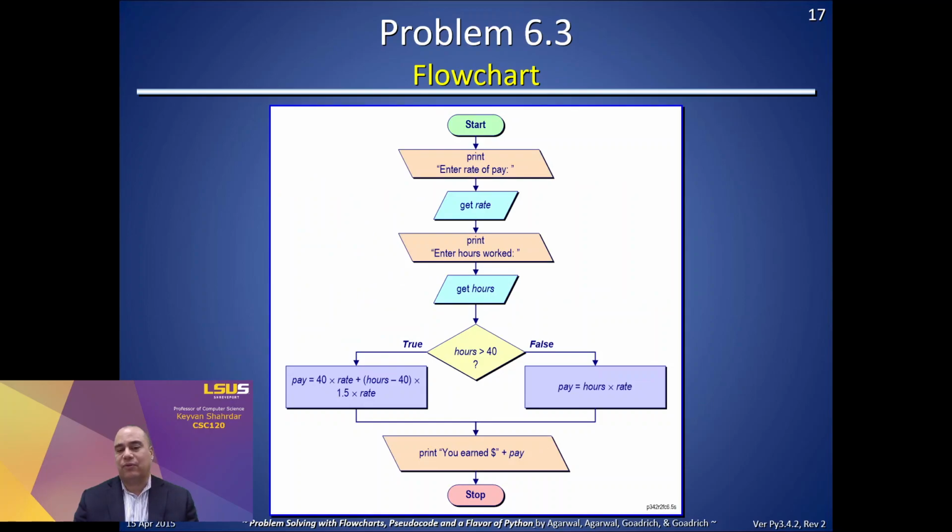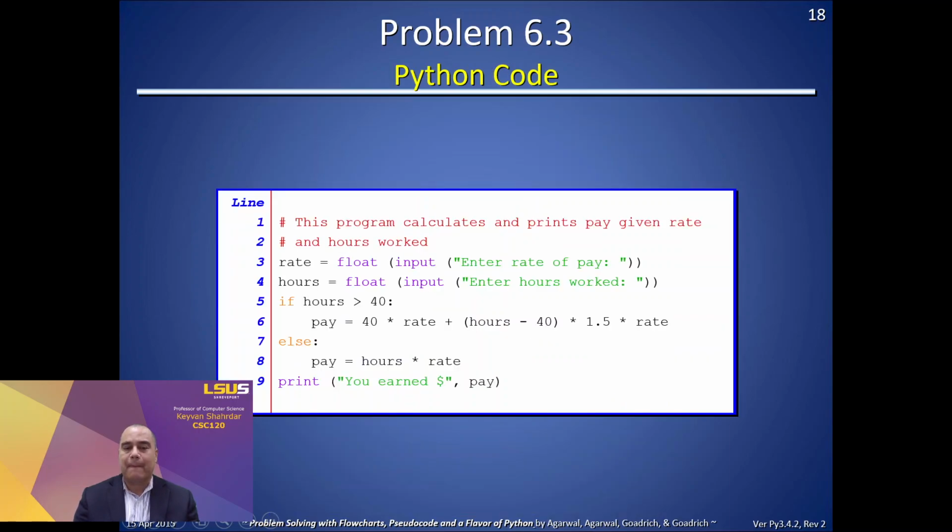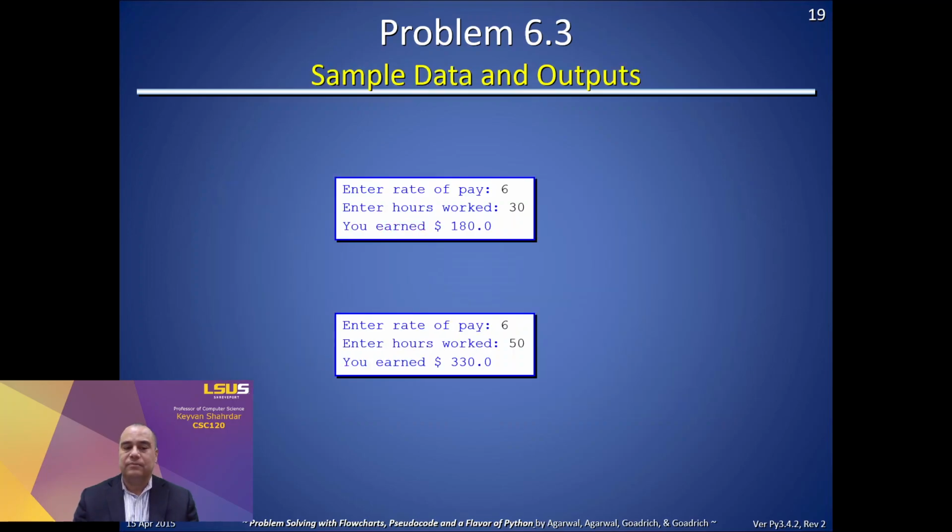And this is how the flowchart would look. And you see the diamond there. So obviously, if hours are greater than 40, true, then it calculates at 1.5 times the rate. If not, you just calculate it normally. And this is the Python code. So it says if hours are greater than 40, the pay is 40 times rate plus hours minus 40 times 1.5 times rate. And here is how the sample outputs would look.